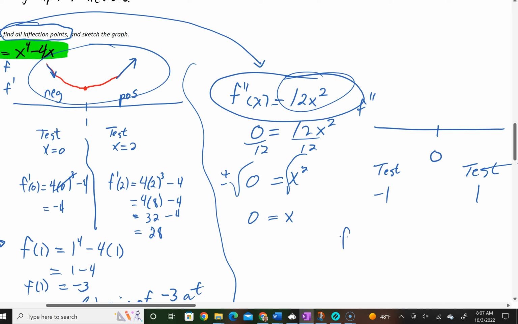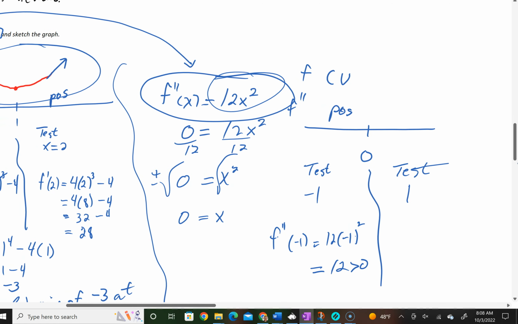Look, the second derivative, plugging in a negative 1, we'll have 12 times negative 1 squared. And negative 1 squared is a positive 1. That's a 12. This is something positive. You know what? That means f is concave up. Concave up like a cup.